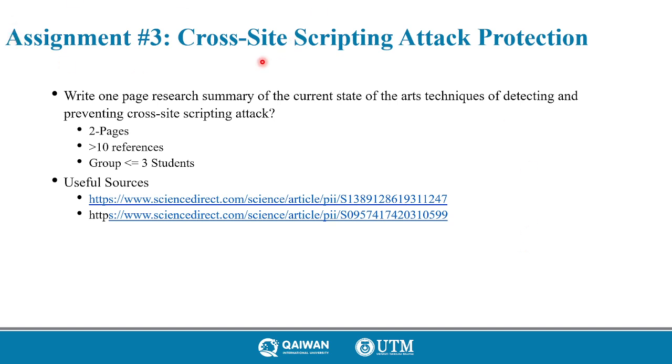Now, assignment 3 would be cross-site scripting attack protection. Write a research summary of the current state-of-the-art techniques for detecting and preventing cross-site scripting attacks. 2 pages, 10 references, and a group of only yourself. And of course, if you read these two links, you will have your 2 pages in no time.